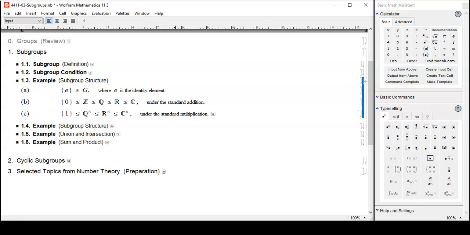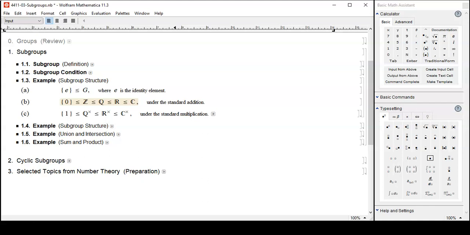Okay, let's go to an example, but these examples are really trivially simple. The first one is, oh come on, this is just too trivial. If you have just E, we have a subgroup of just one element. A trivial subgroup. Come on, that's too simple. Now here is a little bit better example. We have 0, which is the additive identity, and then Z, Q, R, C. So the integers, rational numbers, real numbers, and complex numbers under the standard addition.